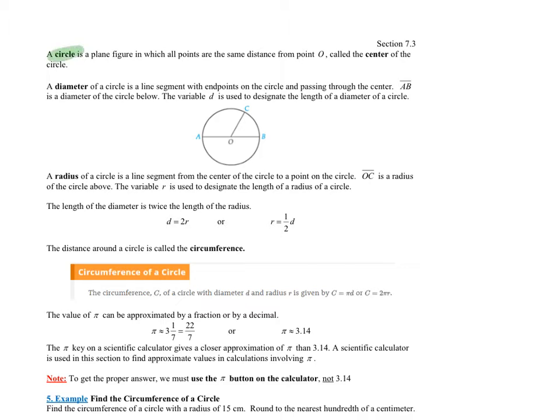A circle, well, you should know what it is, but I don't know if you know specifically how it's defined. A circle is defined by its center and its radius. So the center is the middle of it, obviously, right? The radius is the distance from the center to the outside point.